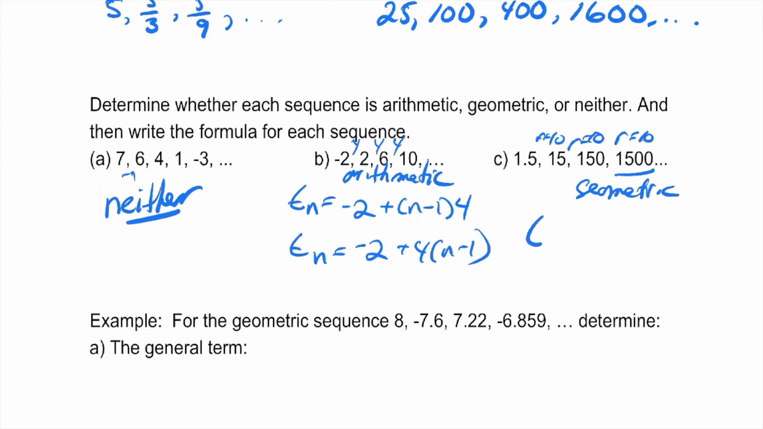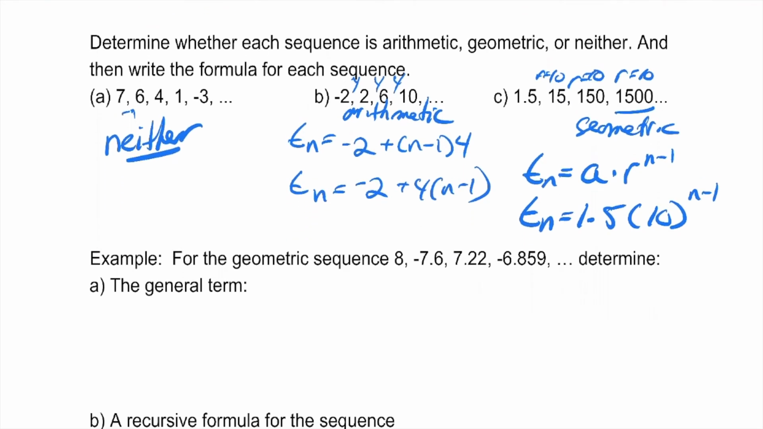So again, we just learned above, the general term for a geometric sequence is going to be T of n equals a times r to the power of n minus 1. I'll write it out, since this is new to us. So in this case, a is 1.5. Our common ratio is 10 to the power of n minus 1. So there's a general term for that third example.